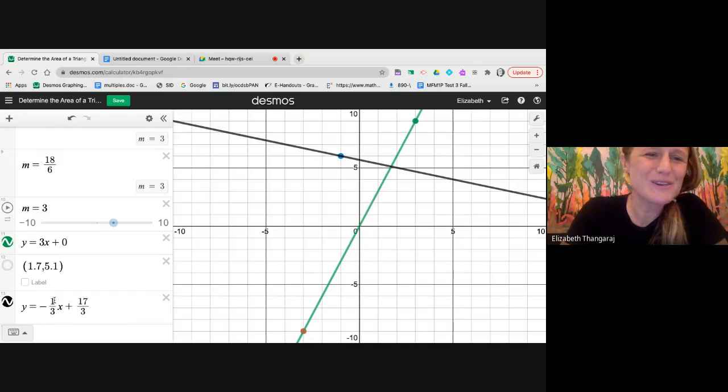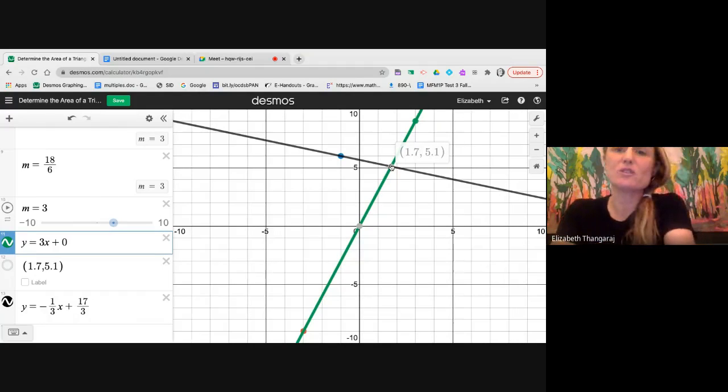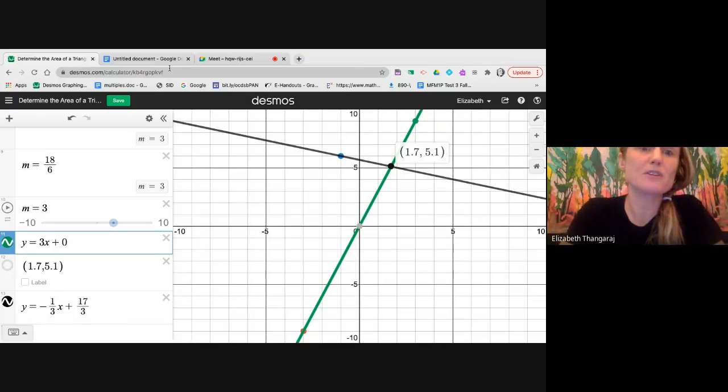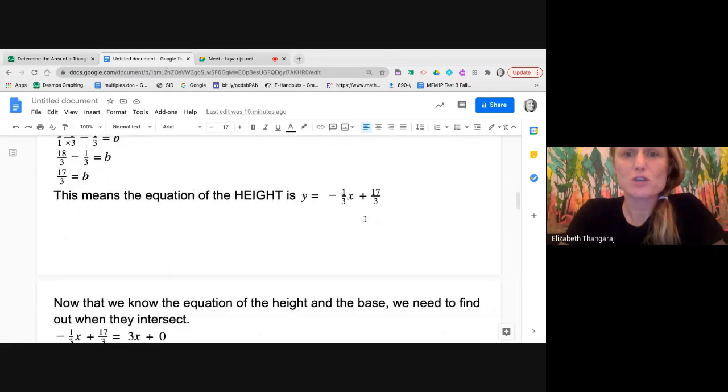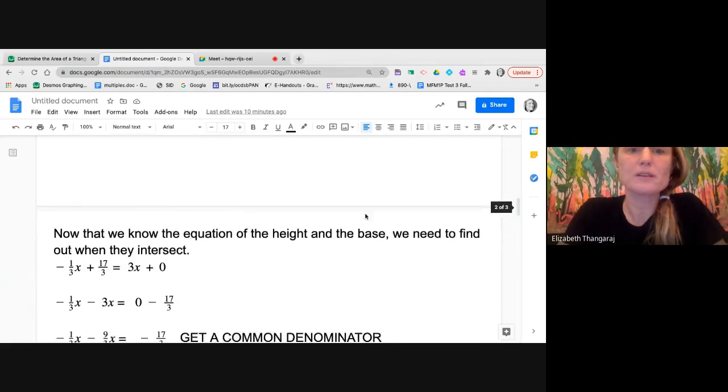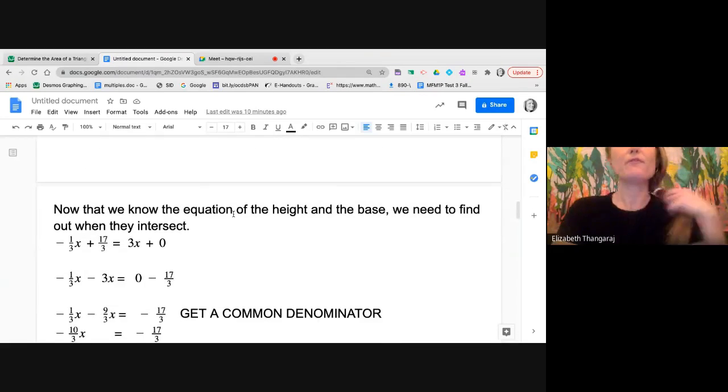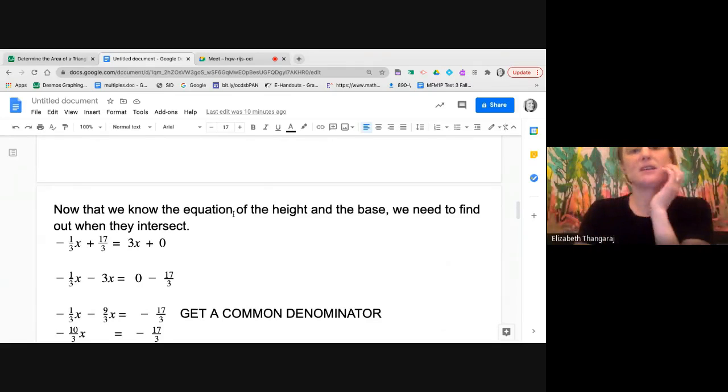We have the equation here. What we want to do is find out where they intersect. So I can see where they intersect because I've used Desmos, but we want to do it with algebra. So let me go back to my document. We have the equation of the height. What we want is to find out where the height and the base intersect.